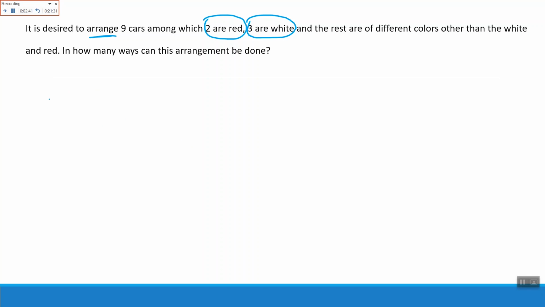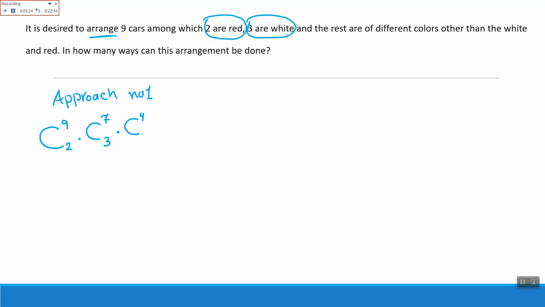This case of permutation and combination together can be solved using 2 different approaches. Approach number 1, and you get the same answer in each case. What do you do? In approach number 1, you say the answer is the following. We want to arrange 9 cars in which we have 2 red. After you arrange the red, you get 7 cars. You will select from them 3 white. And then, after you take the 3 from the 7, you will get 4 cars.